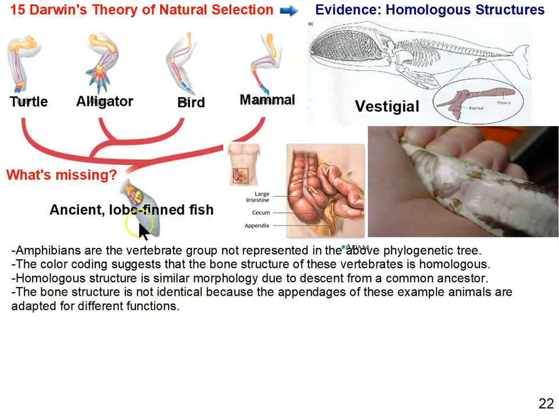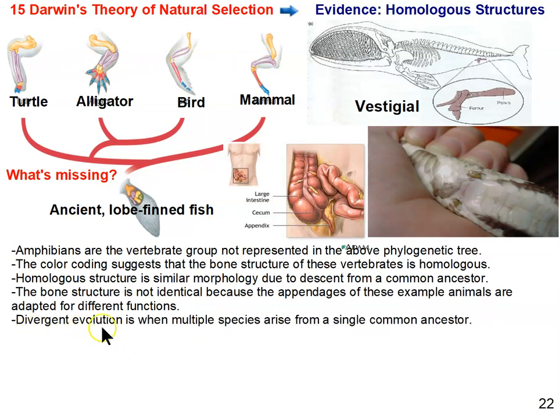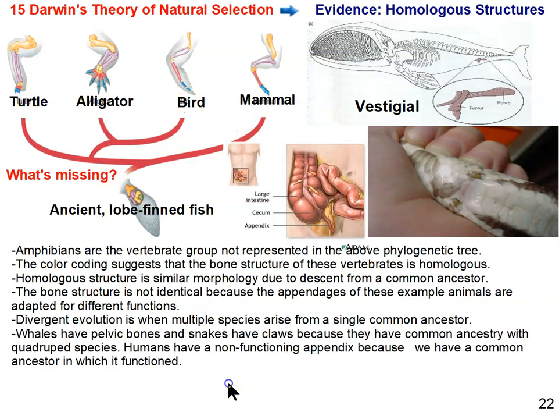The bone structure is not identical between these different species because these appendages have evolved to carry out different functions. That's an example of divergent evolution. Wherever you see branching from common ancestry in a phylogenetic tree, that's known as divergence, right? So all these different species have diverged from this common ancestor lobe-finned fish.